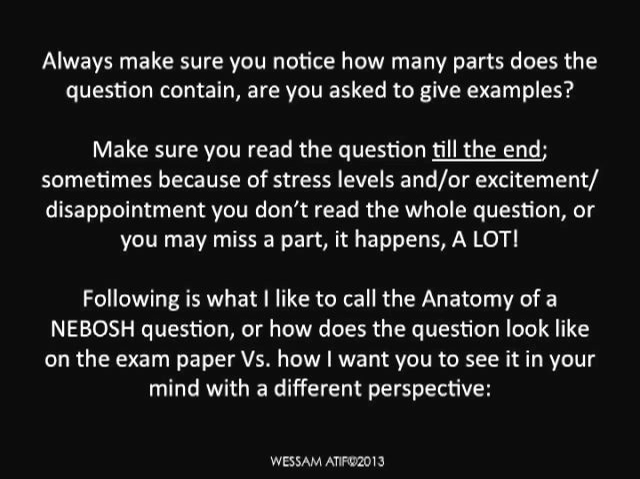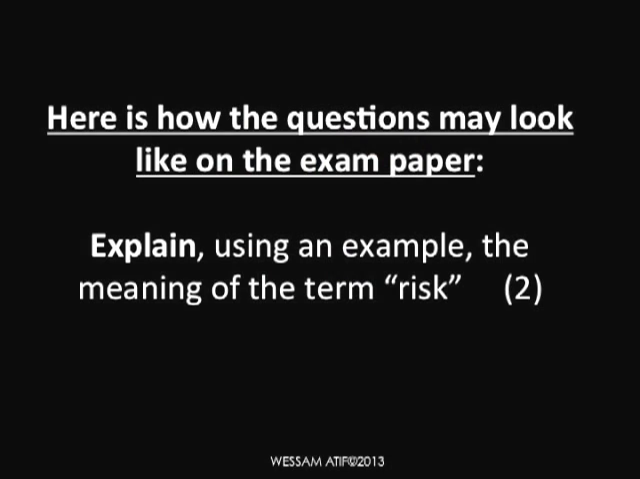Following is what I like to call the anatomy of an NEBOSH question, or the structure. How does the question look on the exam paper versus how I want you to see it in your mind, how I want you to decipher it. Okay, so let's have a look at this question. So here is how the question may look on the exam paper. For example, explain using an example the meaning of the term risk for 2 marks. And as you can see here, this is how it would look on the exam paper. But how should you read it? First of all, explain, that's the command word, and in here it's in bold. So explain, and you must use an example to elaborate on the term risk, and you have 2 marks.